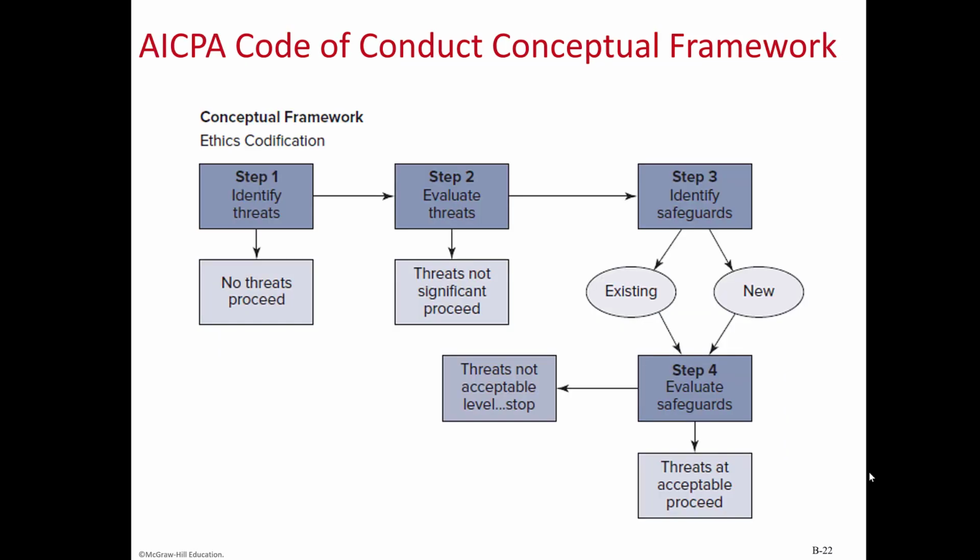Now we look at the conceptual framework of the AICPA Code of Conduct and their various steps. First, you want to identify threats. Secondly, you want to evaluate those threats. And third, probably most important, is you want to identify safeguards, whether they are existing or new safeguards to be implemented.